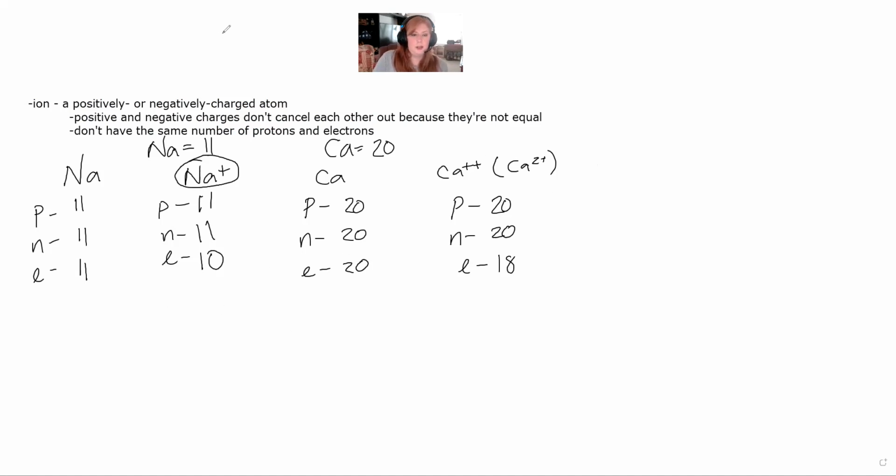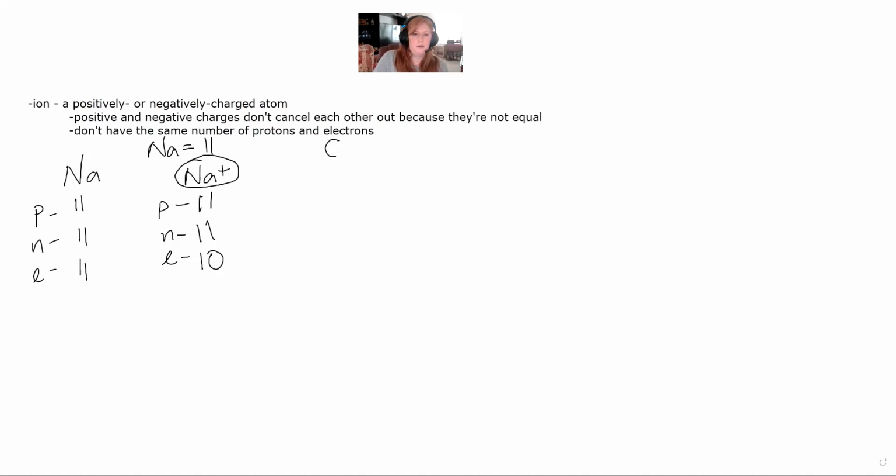Let's do negatives. I don't want to erase everything I've got. All right, I'll leave this as a positive. Let's do chlorine. It's an atomic number of 17. Okay, so now we'll do our normal atom, protons, neutrons, and electrons. All right, so just double check my image here.